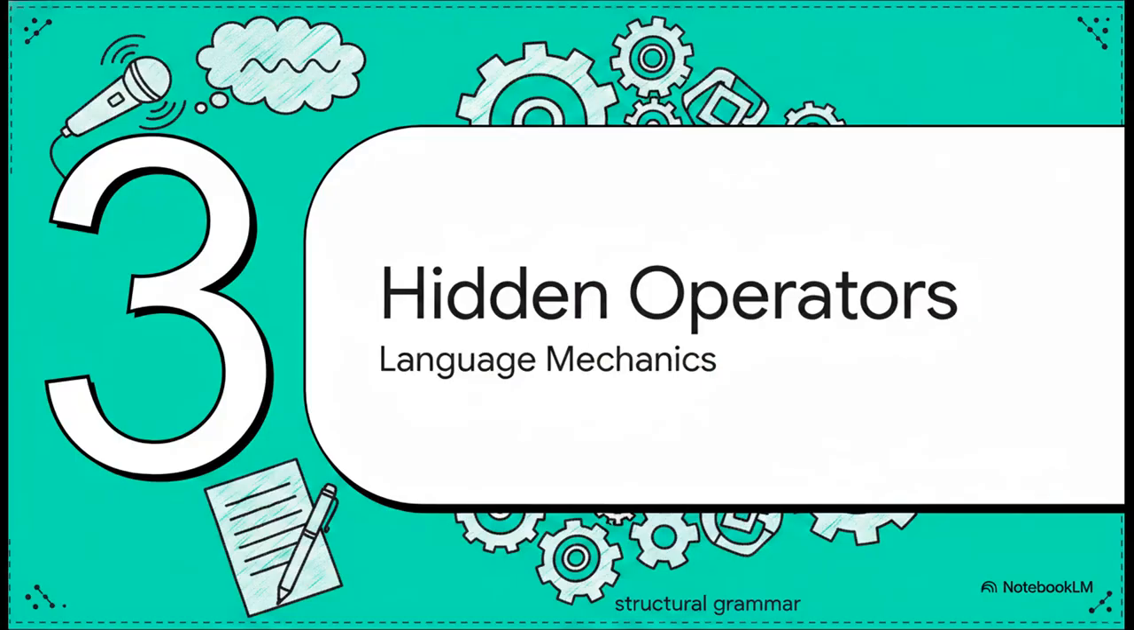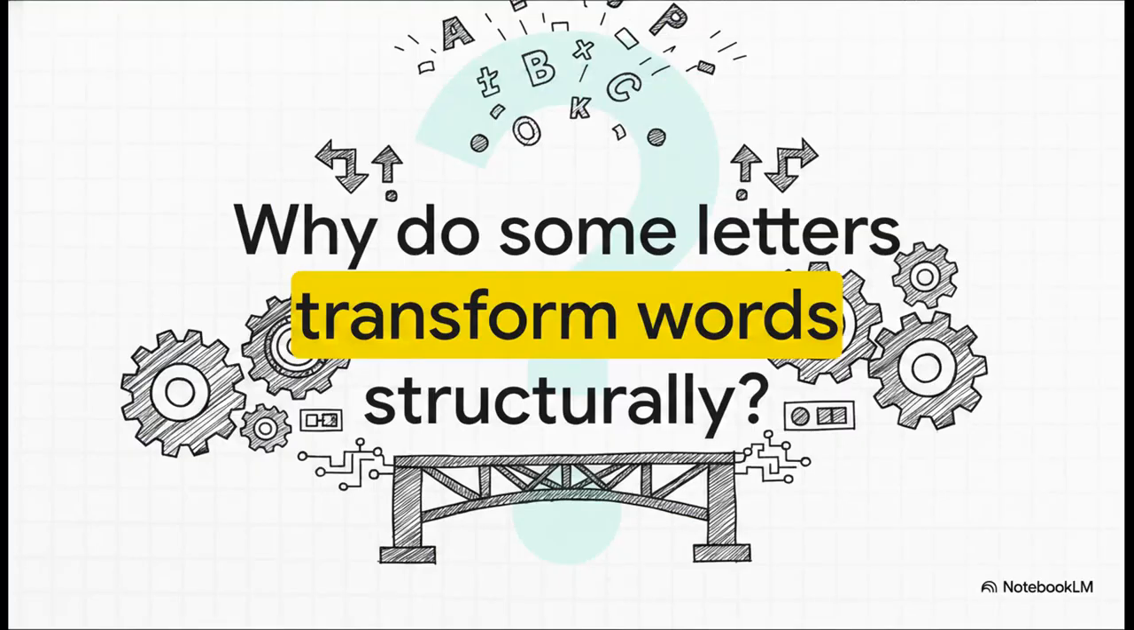Section 3, Hidden Operators in Language, Language Mechanics. Okay, let's shift our scale yet again, moving from hardware interfaces to spoken and written language. And we're going to cross-anchor this right back to that idea of modulators. Have you ever wondered why certain letters seem to possess this raw mechanical power? Because they really don't just spell words. They literally transform them structurally, acting like hidden grammatical switches.